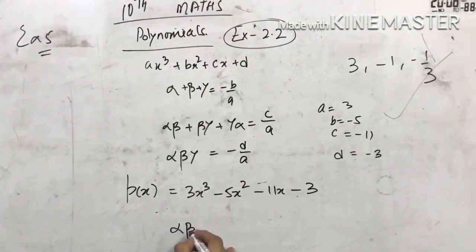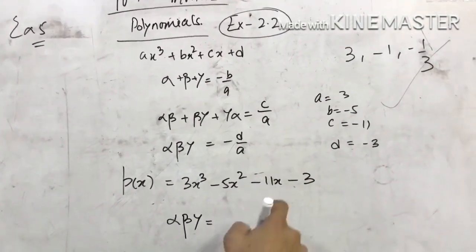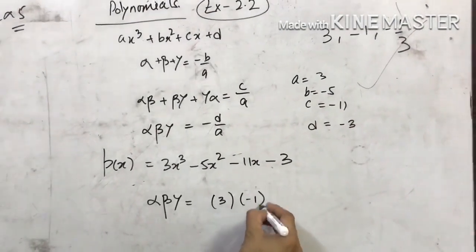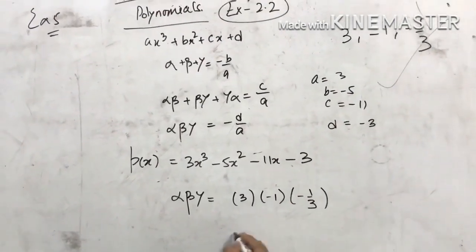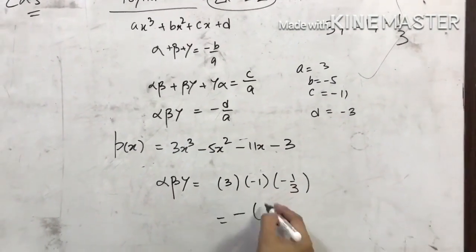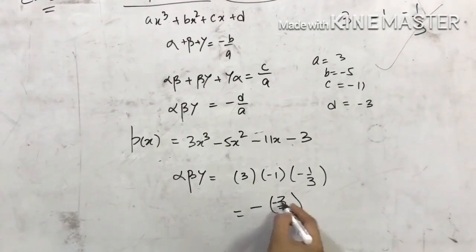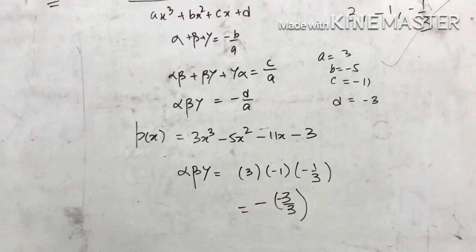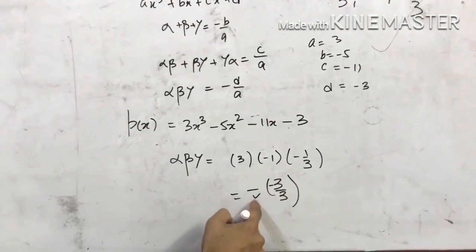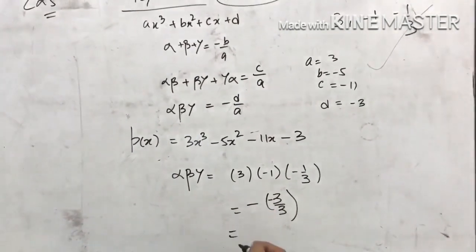So let's check it. Alpha into beta into gamma means what is your alpha? That is your first root, second root and third root. So these are here. So 3 into minus 1 into minus 1 by 3. So what you will get? You can take minus common, and you can take this 3 here and this 3 here and this negative. Keep it like this. Now alpha into beta into gamma is minus d by a. So that's why we are keeping this minus, because here also we need minus. So we are not cancelling these two minus here.